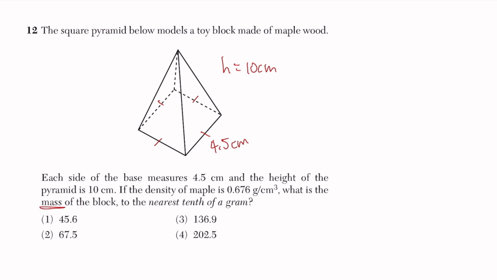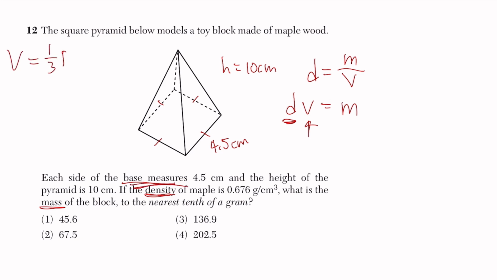So we're given density, and also base measurements. We can use the equation density equals mass over volume to find the mass. And we can isolate the mass in the equation to make things easier. We're given density, so we can try and find the volume by using these base measurements, right? So volume is equal to 1/3 base times height for this square pyramid.